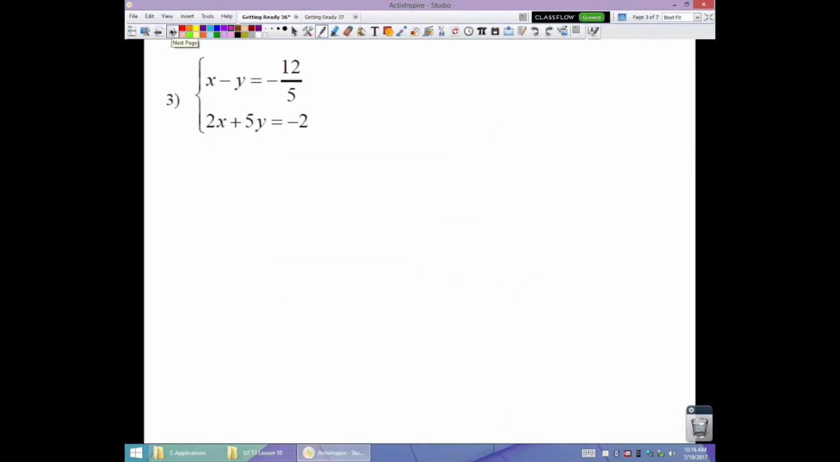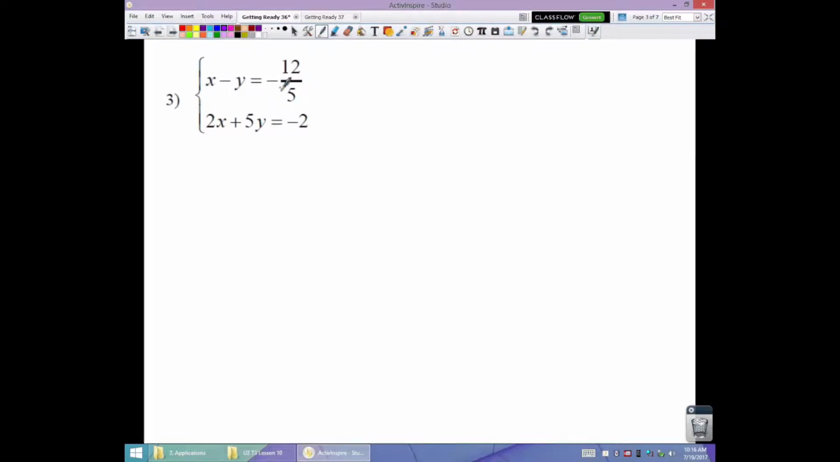Okay, number 3. Again, I have both equations in standard form. So this time I will go ahead and use elimination. Now, we could very easily multiply this top equation by negative 2, and it would make opposites with the x's. But if you're actually looking ahead and looking at the whole problem, if you instead multiplied it by 5 to make the y's opposite, that's going to cancel the denominator of this fraction here.